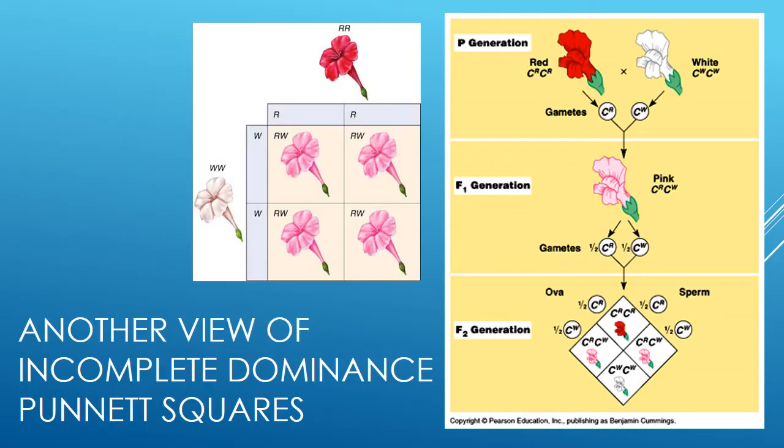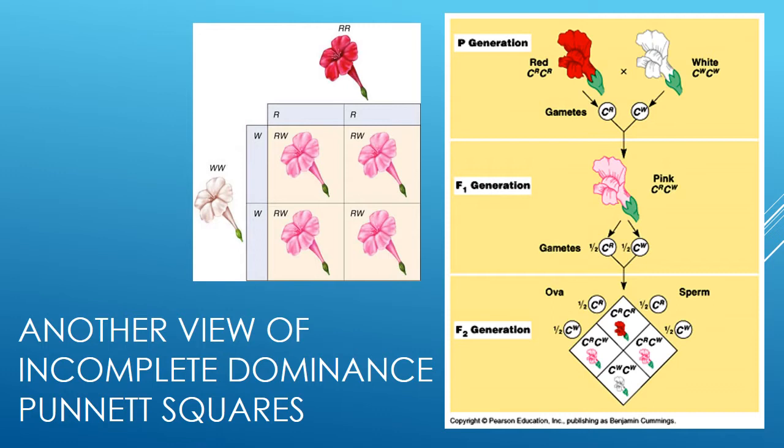You can also do Punnett squares like this guy over here, where you show the genetic place represented by C for color, and then you have a superscript for red and a superscript for white. You can do it this way. Different scientists do it different ways. Whatever you like works for me.